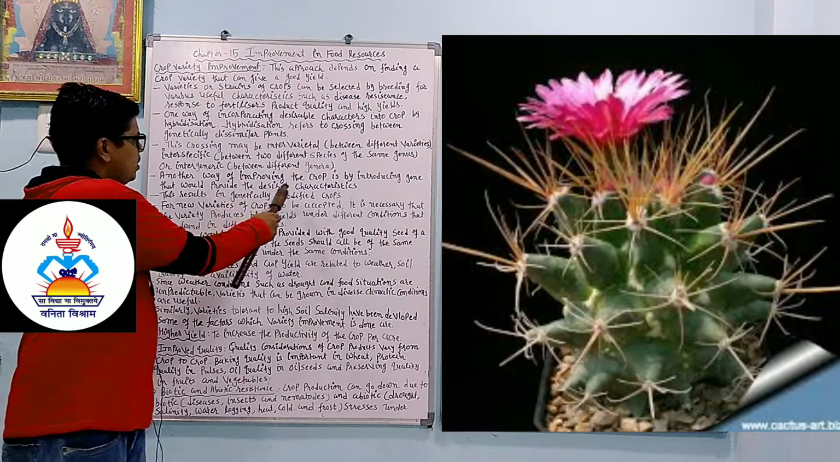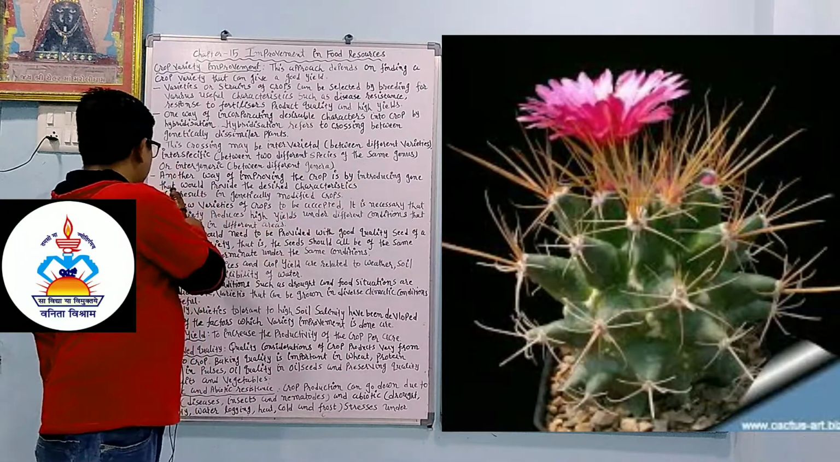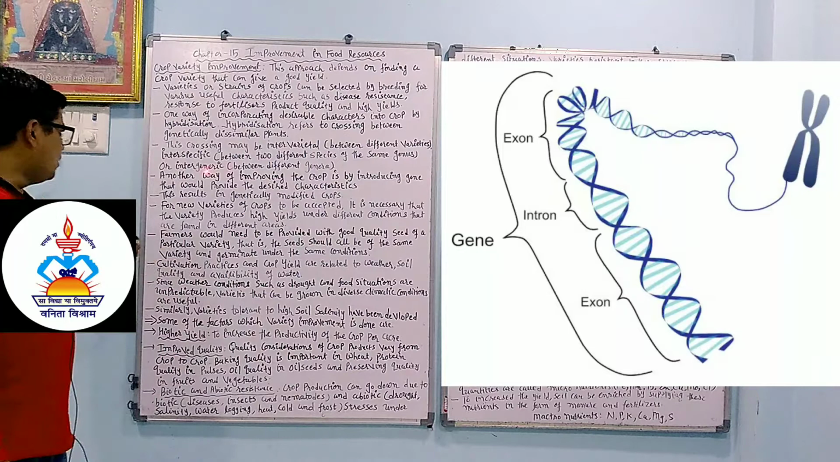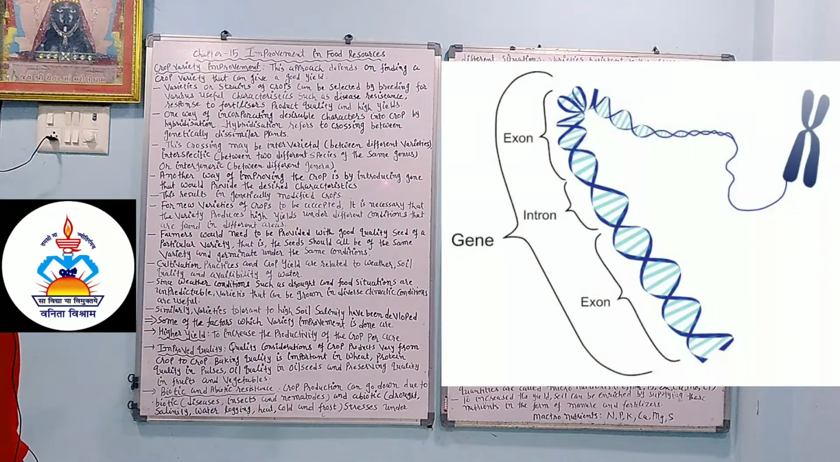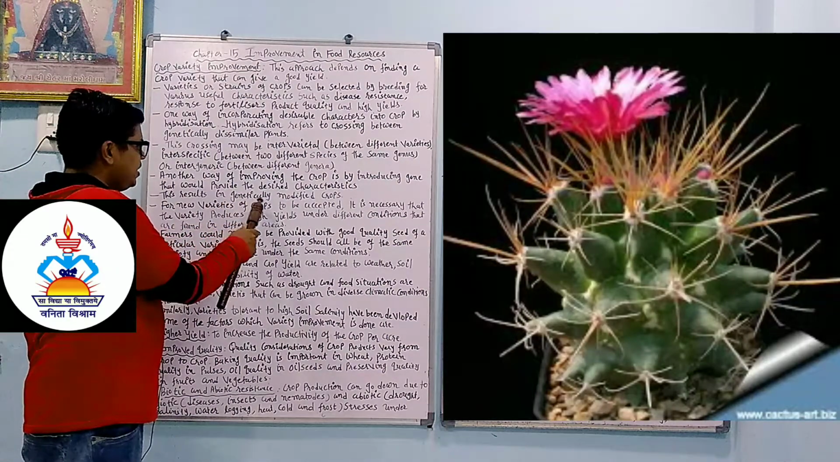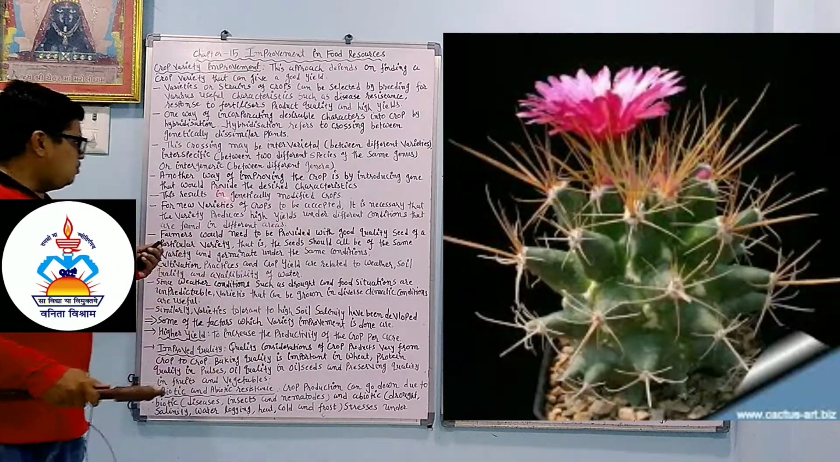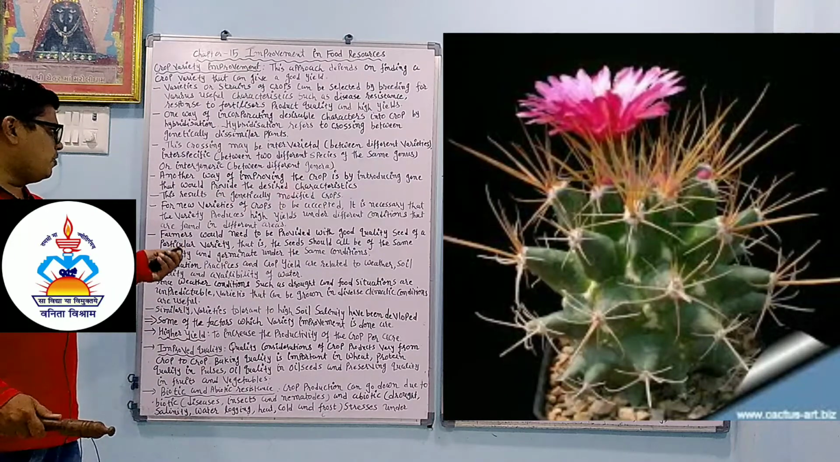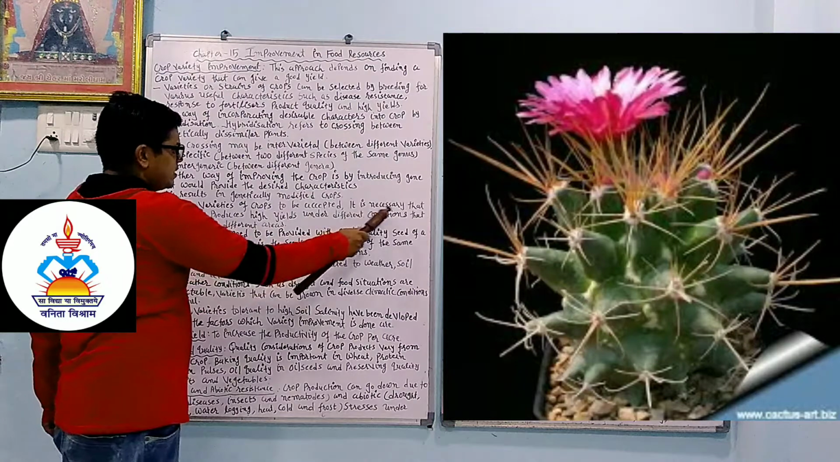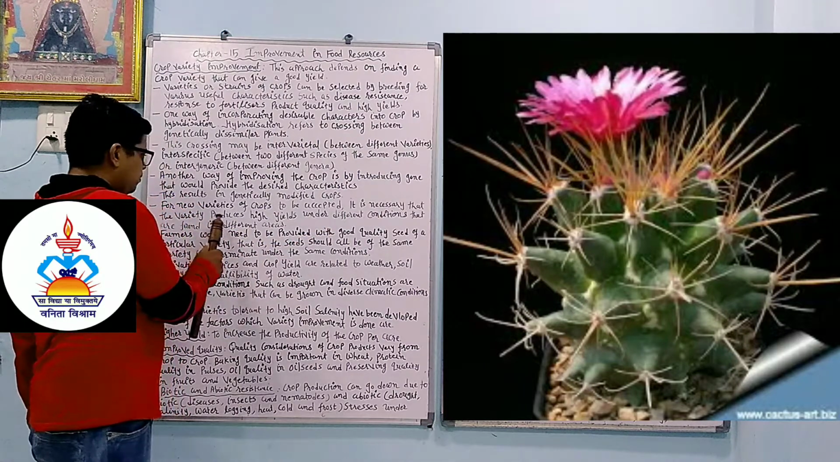Another way of improving the crop is by introducing a gene that would provide the desired characteristic. So we can introduce a gene that would provide the desired characteristic. This results in a genetically modified crop. So it is called what? Genetically modified crop.